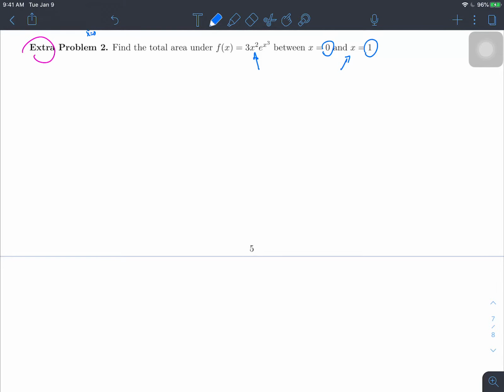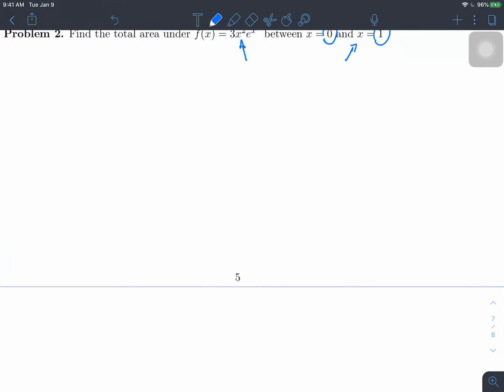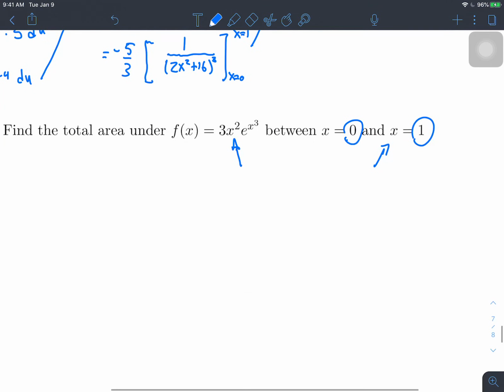Yeah, the answer is no, there's not, because this 3x squared part will be 3 times something squared. If I take any number and I square it, I get a positive number. So 3 times a positive number is a positive number.